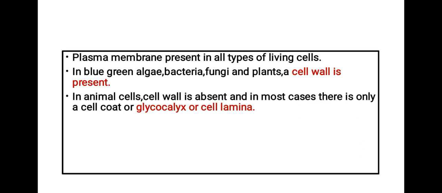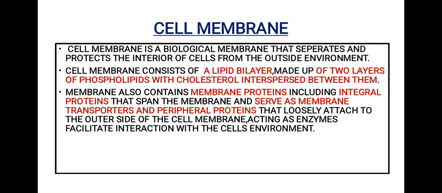In blue-green algae, bacteria, fungi and plants, a cell wall is present. In animal cells, the cell wall is absent and in most cases there is only a cell coat or glycocalyx or cell lamina. When we look at the cell membrane in detail, the cell membrane is a biological membrane that separates and protects the interior of cells from the outside environment.